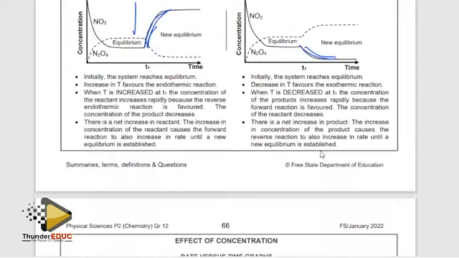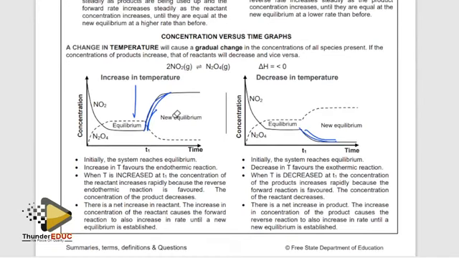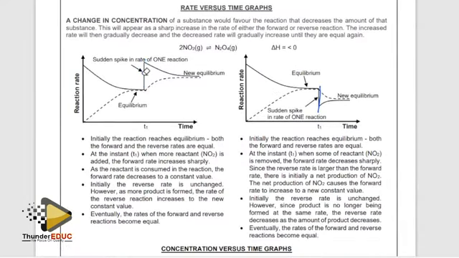Can I repeat that? For the case of temperature, how do I know that this graph is for temperature change or for concentration? For temperature, the graph is changing gradually. It has that gradual bend, while for concentration, it is sharp. When you add to the concentration, it is automatically sharp.